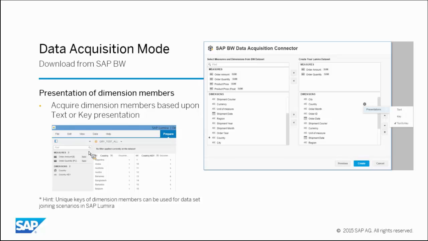As I mentioned earlier, we do support changing the presentation type between text and key. Depending on the user's comfort level, they can choose whether they want to list the text or the keys right after acquisition to work with the data.